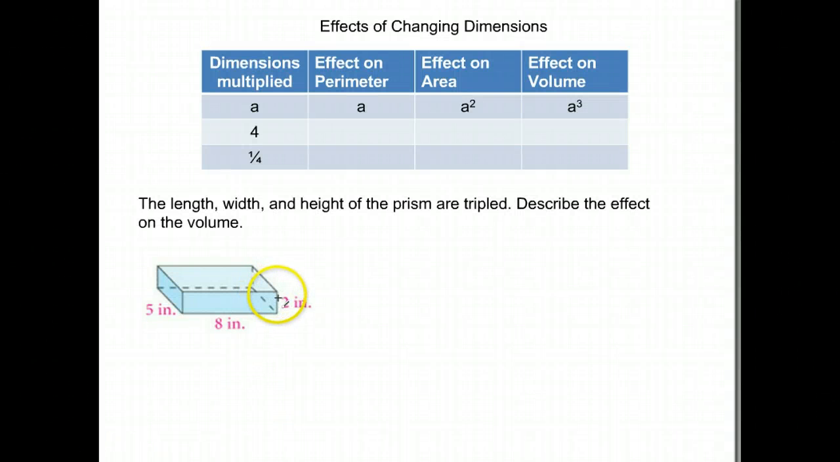All right, now let's talk about what effect it has if you change the dimensions of your figure. Okay, so I have a little chart here that shows what effect it has. We talked about perimeter and area earlier in the course, but let's just remember. If you multiply all of the dimensions of a figure by a number, the perimeter is affected by that same number. You just multiply the original perimeter by that same number.